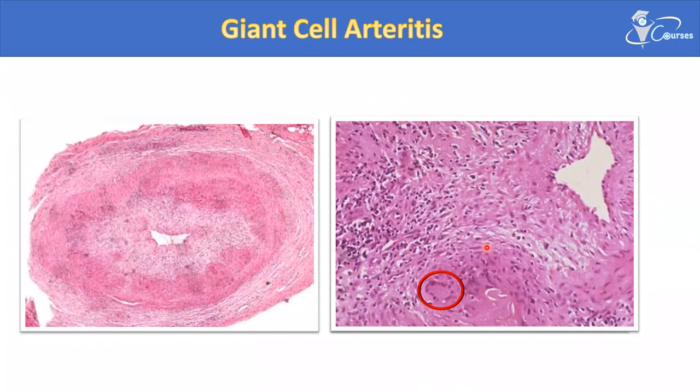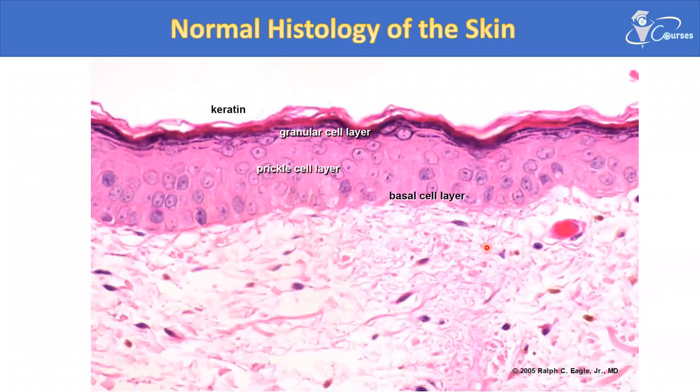Let's now talk about another topic, which is skin lesions. Before we talk about skin lesions and eyelid lesions, we need to know again the normal histology of the skin. So the skin is formed by epidermis followed by a layer of dermis. So epidermis followed by the dermis. The epidermis is covered by a keratin layer.